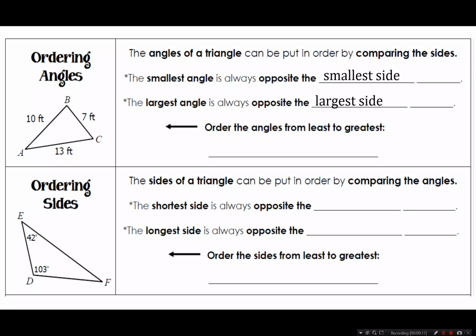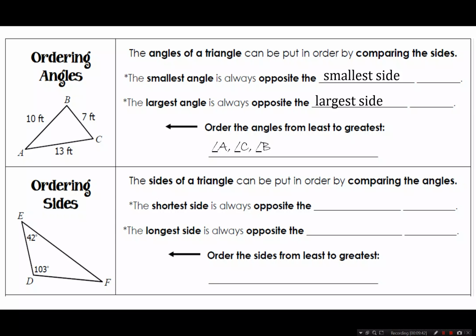So if we're looking at the one on the left, the smallest side is 7 feet. The middle side is 10 feet, and the largest side is 13 feet. So across from the 7 feet is angle A, across from the 10 feet is angle C, and across from the 13 feet is angle B. So if we're ordering from least to greatest, it's angle A, angle C, angle B.